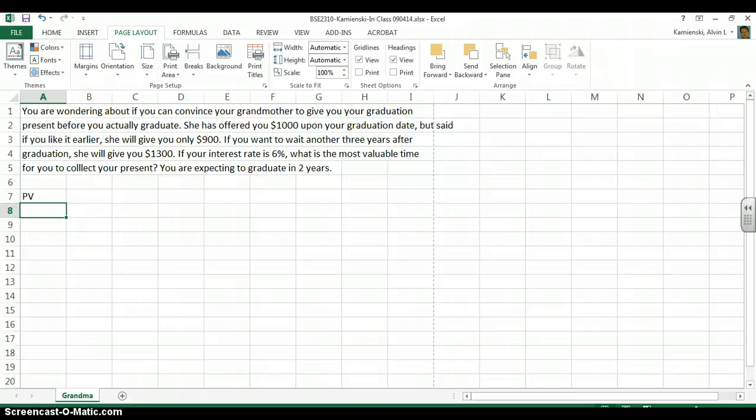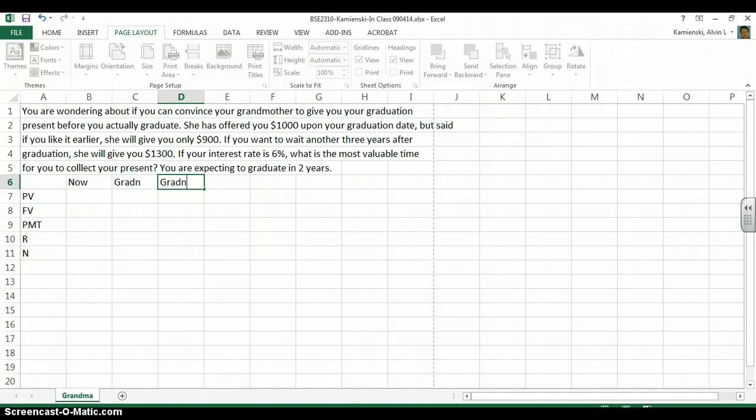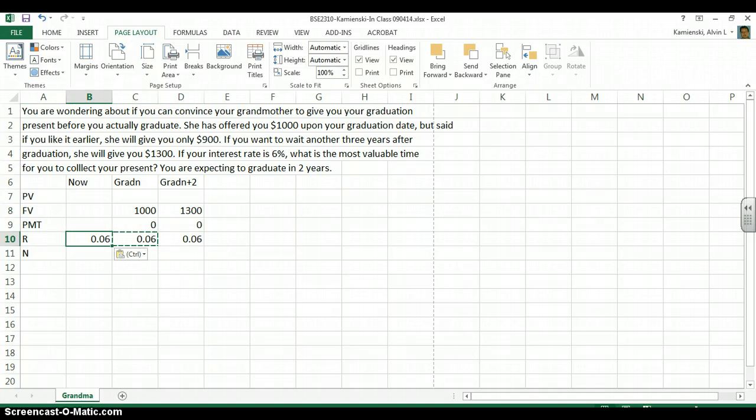So let's go ahead and key in our standard 5 variables: present value, future value, payment, rate, and time. Let's think of them as having 3 different opportunities. You have your now opportunity, you have your graduation opportunity, and you have your graduation plus 2-year opportunity. We saw that if you waited until graduation, you would get $1,000, or if you waited beyond graduation, you would get $1,300. In each case, there were no payments. The rate is 6% for all of these cases. And the big difference is also periods. There is no time period for now. Graduation's expected in 2 years.